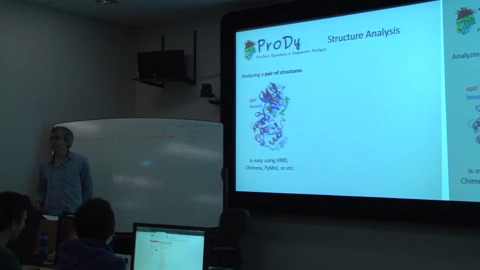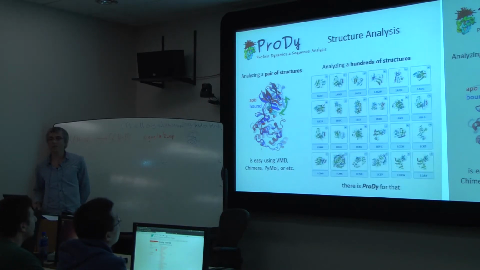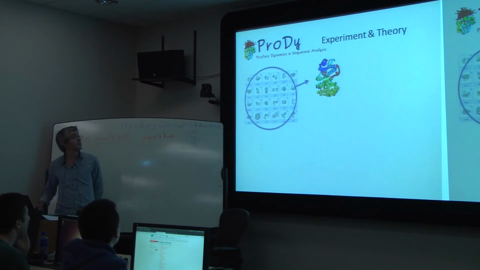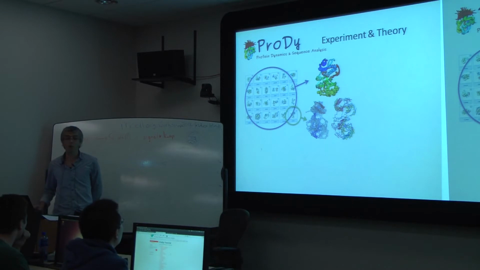If you want to analyze a pair of structures, it's usually easy with VMD or Chimera. But when you have hundreds of structures of the same protein or proteins in the same family, it becomes harder, and that's why we developed Prodi. We started developing Prodi 3 years ago to handle hundreds of structures efficiently and to make sense out of those structures. Now, you can build ensembles and analyze ensembles or build ANM models and compare them.